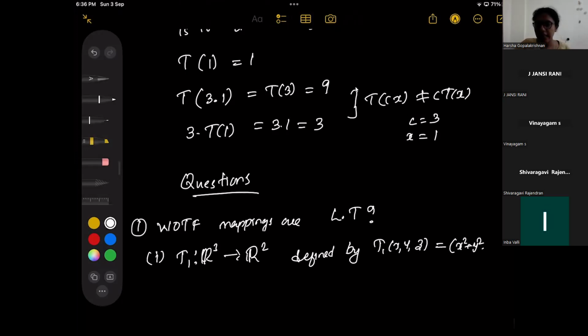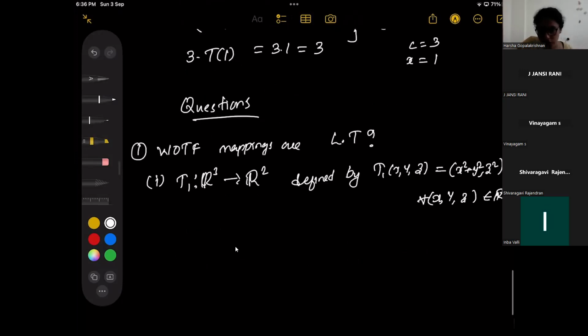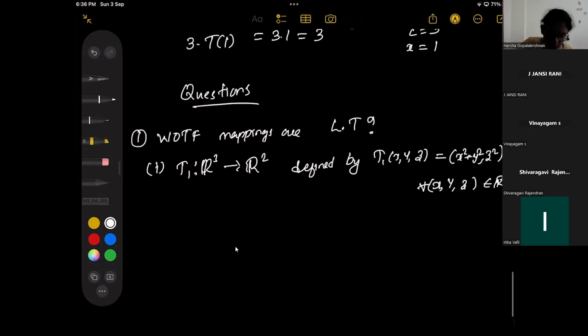So while I write the question, you can just try to solve on your own. If you are trying to solve on your own, you will get to know what the problem is, where you are finding difficulty, and you can ask the doubt. So just check the first question, whether it is a linear transformation or not.